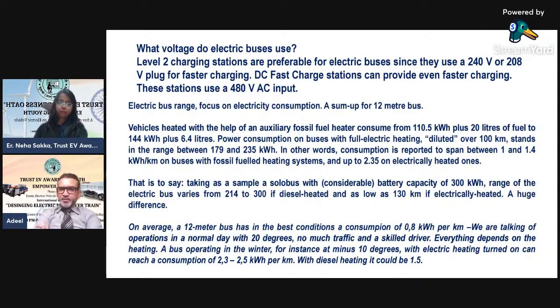Electric bus range focuses on electricity consumption. I have done a small sum up of a 12-meter bus, like a case scenario I have done for you guys, so it's easy to understand.